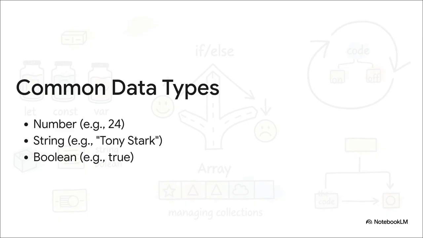And just like your kitchen jars hold different kinds of spices, variables can hold different types of data. The most common ones you're going to run into are numbers, for stuff like your age or the price of an item. Then you've got strings, which is just a fancy programmer word for text, like a person's name or a comment. And finally, you have Booleans. These are super simple but incredibly powerful. A Boolean can only be one of two things: true or false. That's it. Yes or no, on or off.